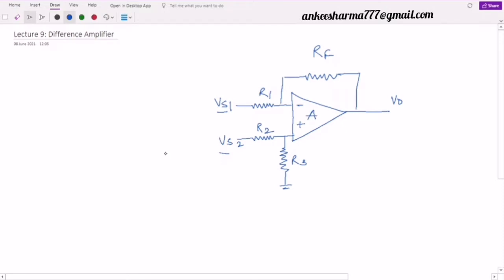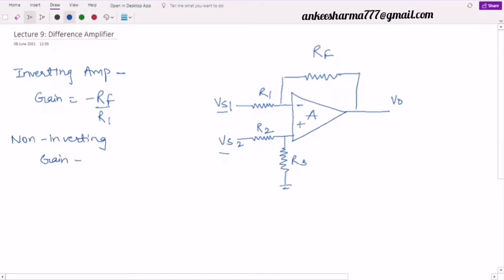But in the case of closed loop, in the case of the inverting amplifier, when we were applying the input only to the inverting terminal, we said our gain is equal to minus Rf by R1. And in the case of non-inverting, we said that our gain is equal to 1 plus Rf by R1. Right? These are the two formulas that I want you to remember. 1 plus Rf by R1, where Rf is my feedback resistance, R1 is my series resistance.